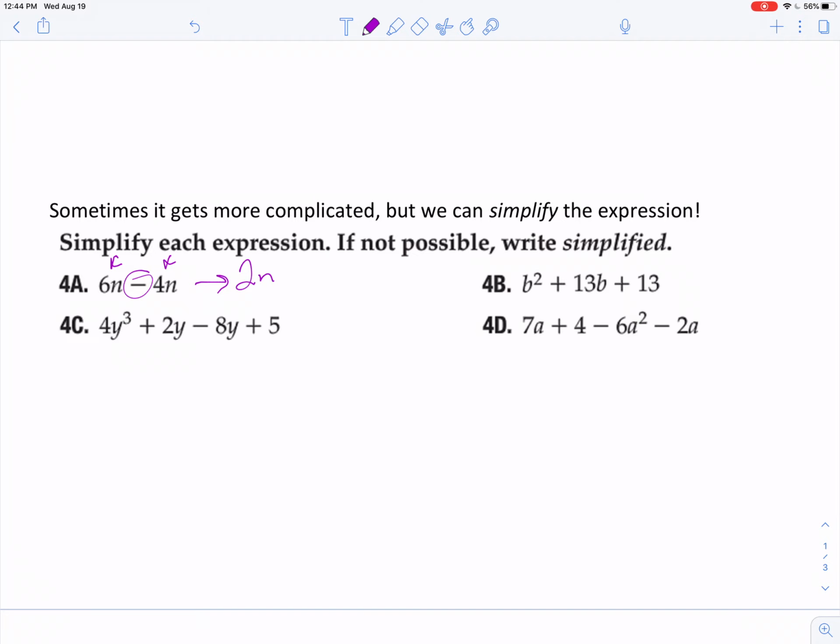Now this only works if your variables are exactly the same. So like on 4b, I have b squared, b, and, well, nothing. I cannot combine anything on that because they're not like terms. b squared and b are not the same thing, okay? So you can't combine them. This one is actually already simplified.